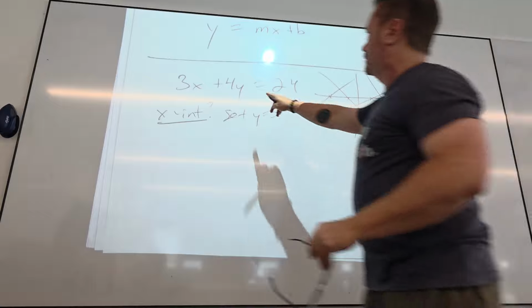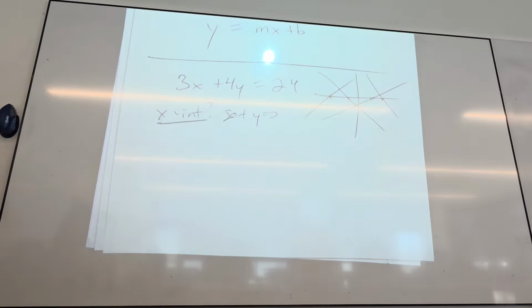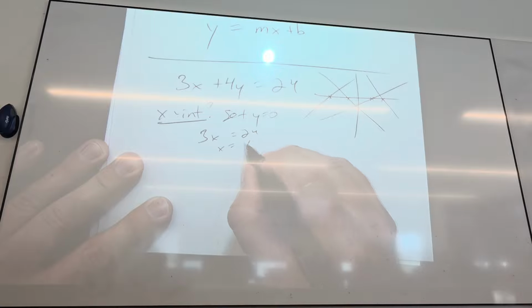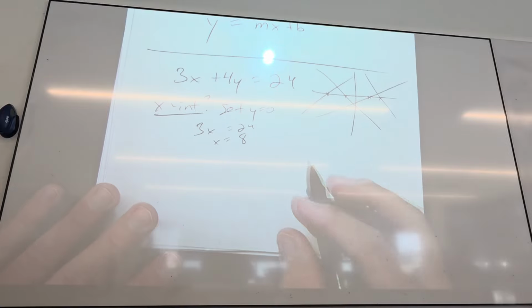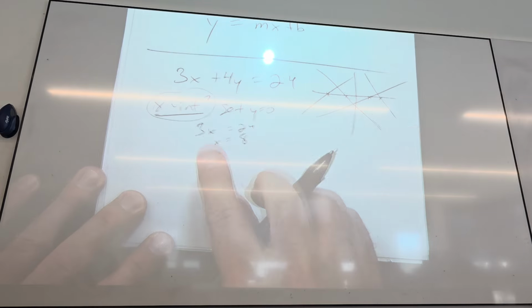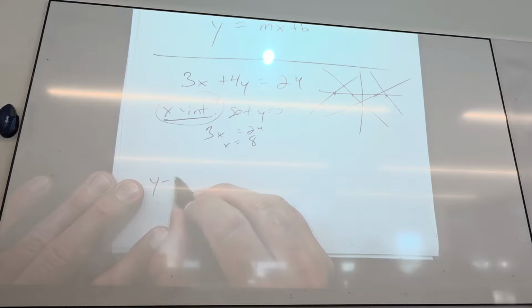So what happens when you plug a 0 in for y? You get 3x equals 24. So x is 8. Now, I'm going to make a mistake. So far, I'm good, but I haven't really answered this question, but we'll see what you think. How do I get the y-intercept then?